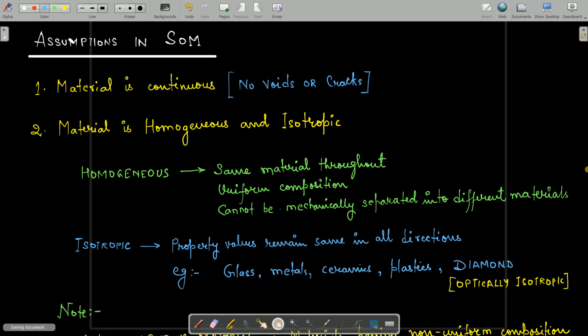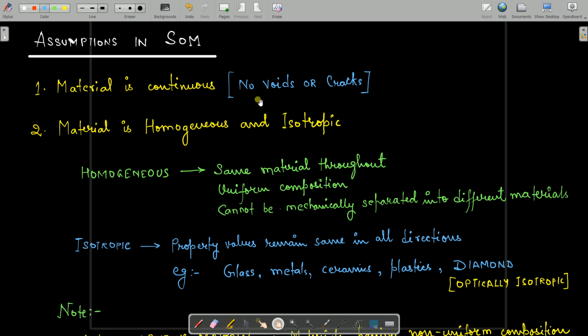Before we start the subject strength of materials, it's very important for us to know certain assumptions that this subject follows. Every engineering subject has certain assumptions, so strength of materials also has certain assumptions. What are the assumptions? The first one: the material is continuous. You should remember that the material is continuous.